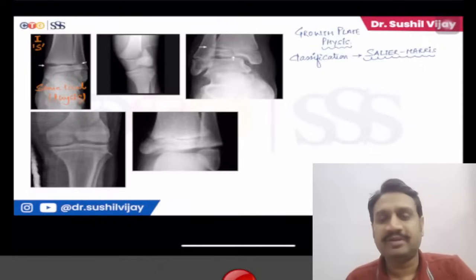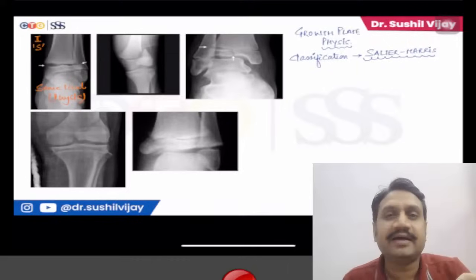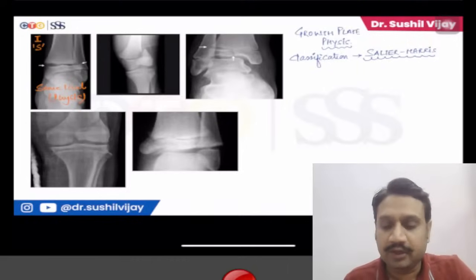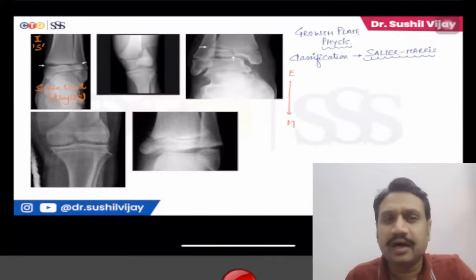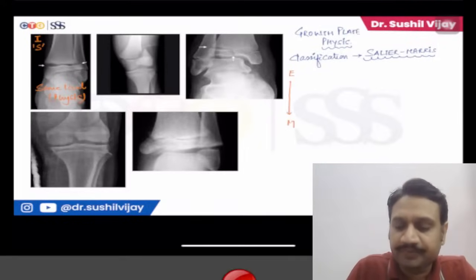And please do remember the basics here. Growth plate has got how many zones? If you see the growth plate from the epiphyseal side and you go towards the metaphyseal side, how many zones does it have? How does the bone actually grow or develop? So these are different zones of the growth plate. How many zones do we have in the growth plate?